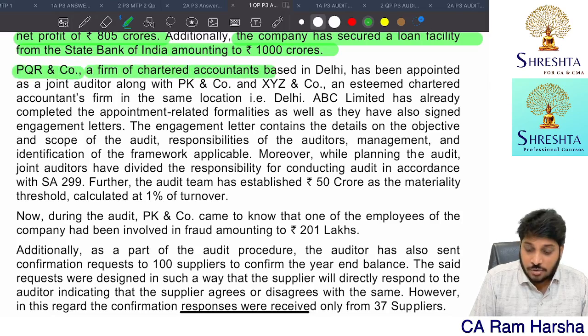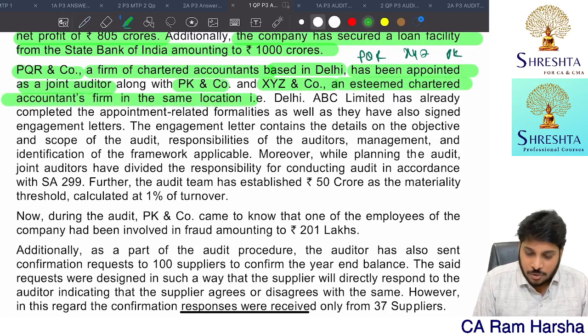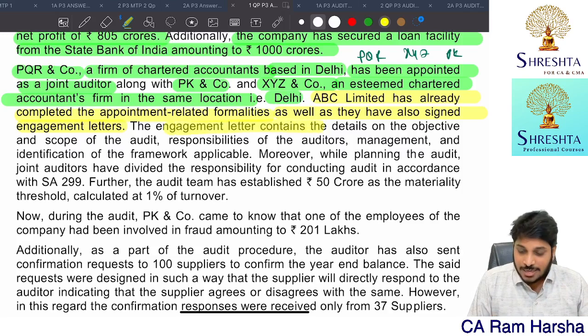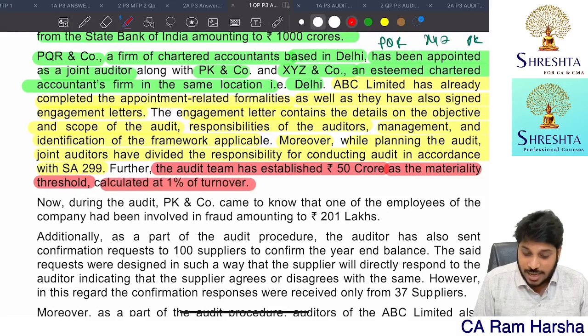PQR & Co., a firm of chartered accountants based in Delhi, has been appointed as joint auditor along with PK & Co. and XYZ. So 3 joint auditors: PQR, XYZ, PK, totally 3 joint auditors, esteemed chartered accountants firms in the same location, Delhi. ABC Limited has already completed the appointment related formalities, and they have also signed engagement letters. The engagement letter contains details on the objective and scope of the audit, responsibilities of auditor and management, and identification of the framework applicable. Moreover, while planning the audit, joint auditors have divided the responsibility for conducting audit as per SA 299. Very good. Further, the audit team has established 50 crore as materiality threshold, calculated at 1% of turnover.